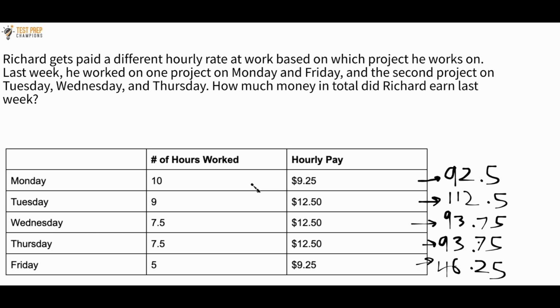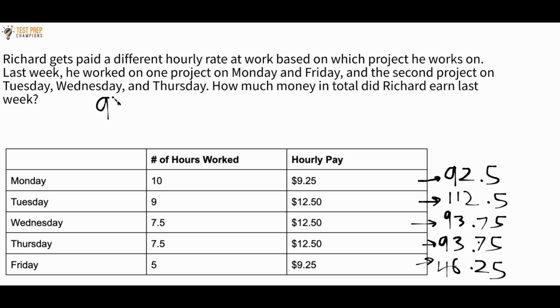All right, so again, just to do a recap here, I got all of these values just by taking the number of hours he worked and multiplying it by the hourly pay for each day. So for Monday, I did 10 times 9.25, which gave me 92.5. For Tuesday, I did 9 times 12.5 and got 112.5, and so on and so forth to give me these numbers here. All right, so that's the first step here.